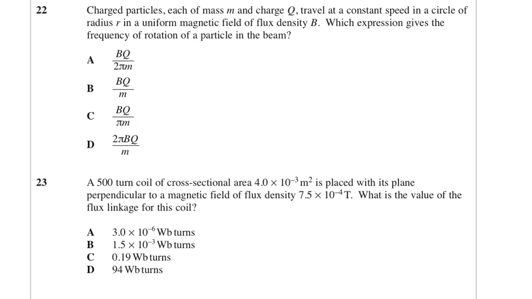Charged particles, each of mass m and charge q, travel at constant speed in a circle of radius r. You've got a magnetic field, flux density B. What gives the frequency? So we know that m times (2 pi f) squared r is equal to BQV.